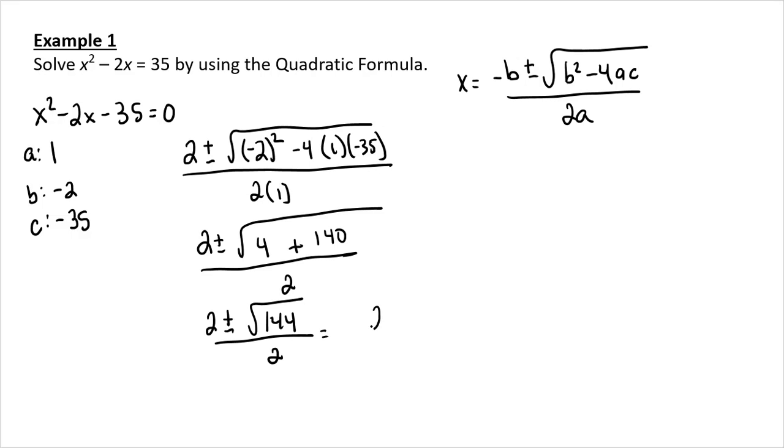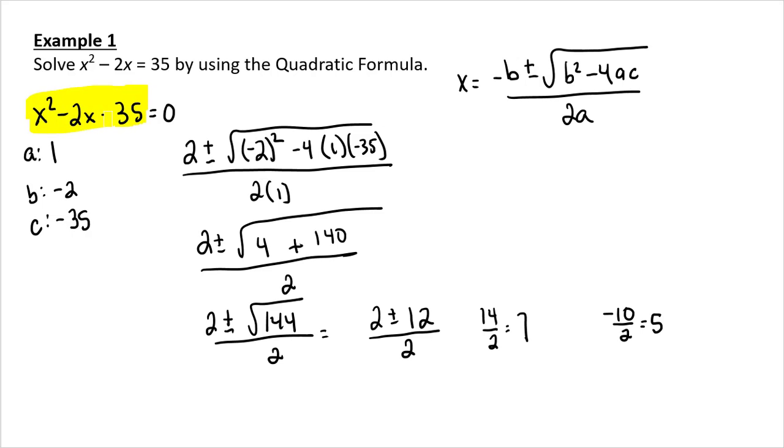144 is a perfect square, so I can simplify that to this. Now 2 plus 12 is 14 over 2, which is going to simplify to 7. 2 minus 12 is negative 10 over 2, which is negative 5. So let's look at this equation back here.